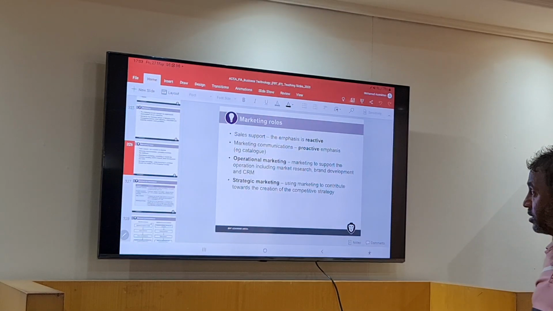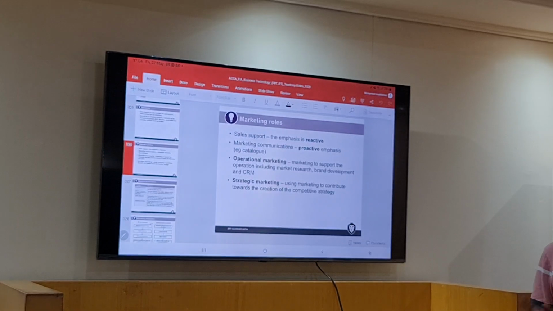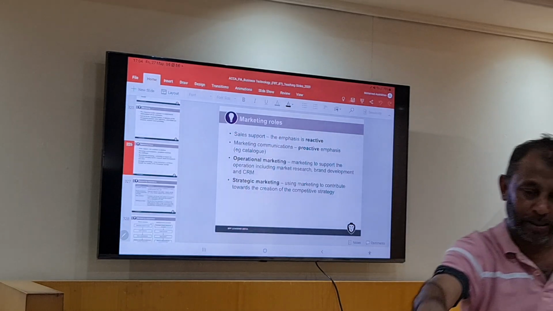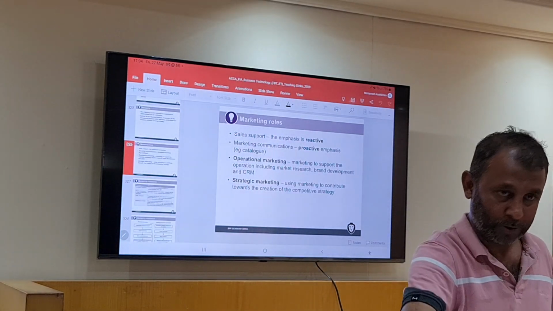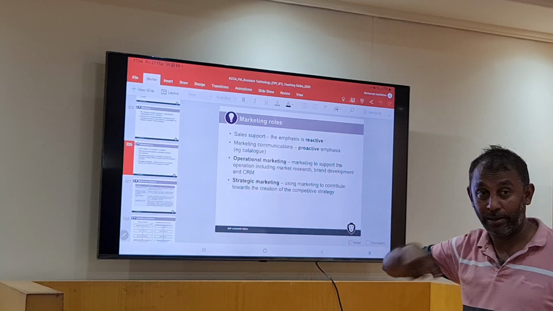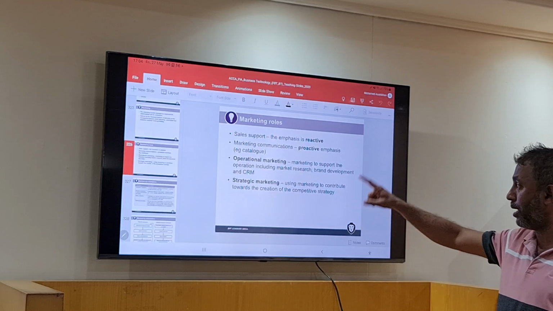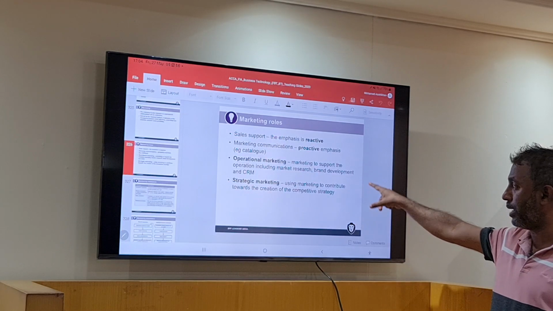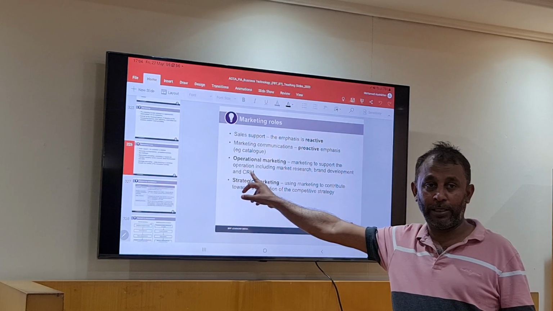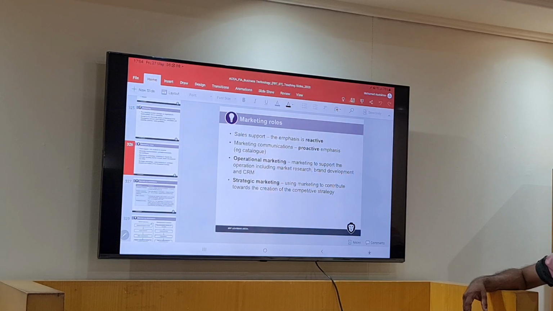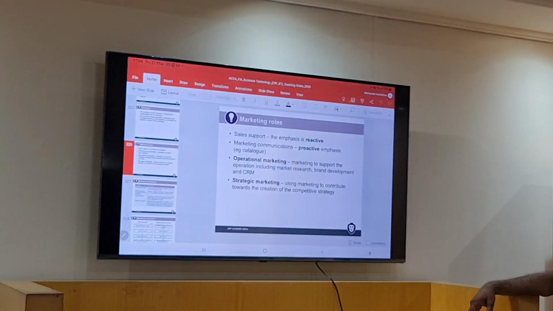Marketing roles. Sales support, emphasis is reactive, not proactive. It should be reactive. Marketing communication must be proactive. Sales support is reactive because you sell something, there's some problem, he comes back to you, you support, reactive. But the communication is proactive. So like now catalog. Operational marketing: marketing to support the operation including market research, brand development and customer relationship management. Strategic marketing: using marketing to contribute towards the creation of the competitive strategy.